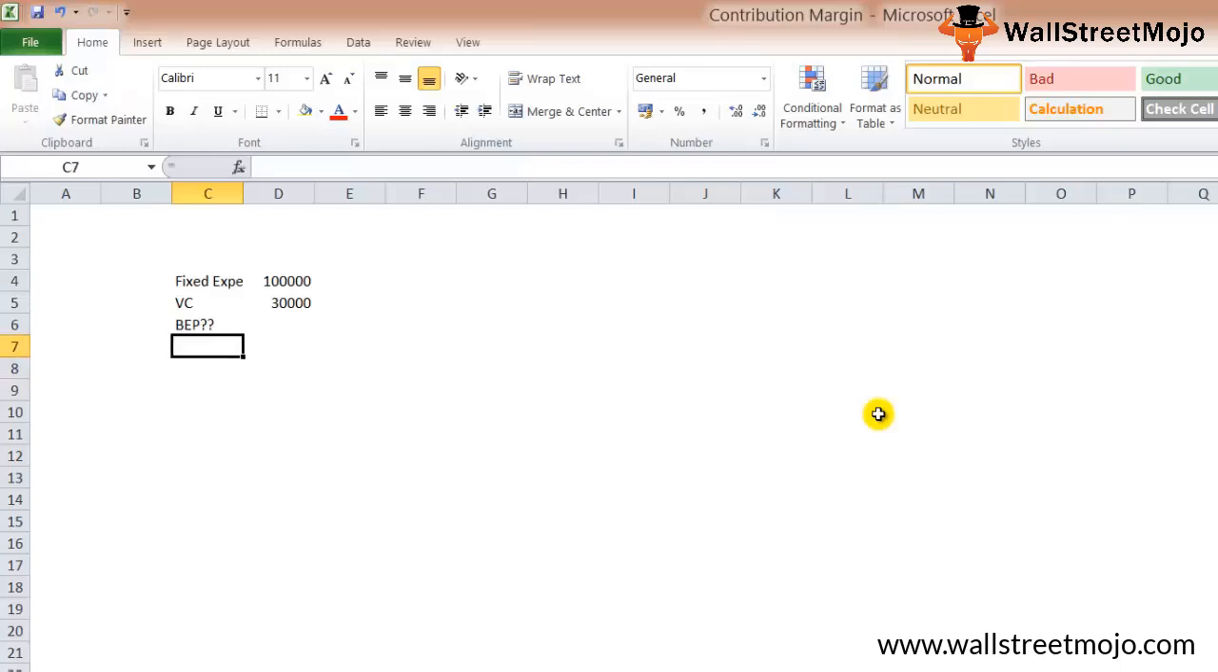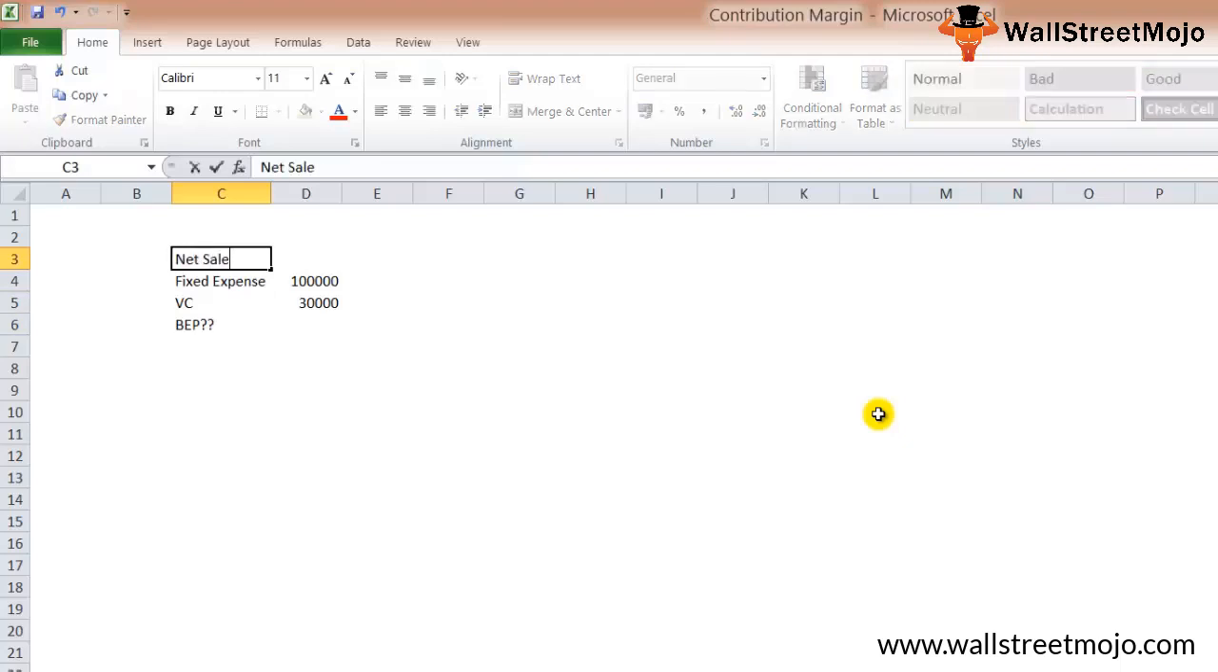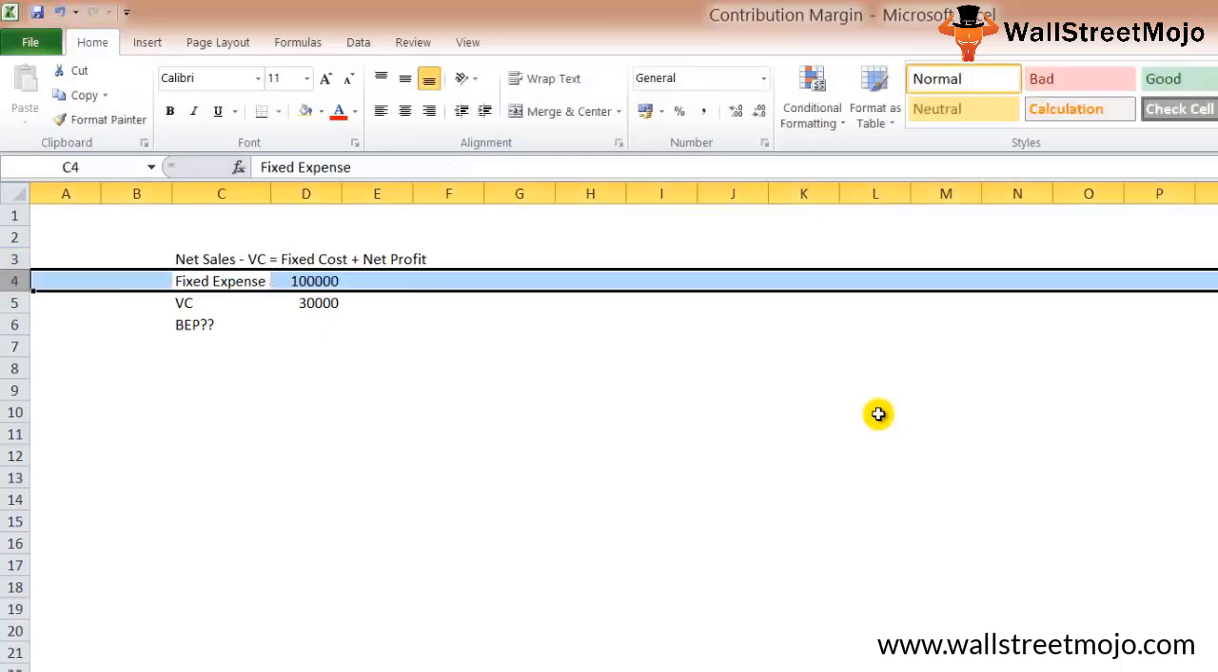The contribution margin is net sales less the variable cost, which we can also calculate as fixed cost plus net profit. So net sales less variable cost is equal to fixed cost plus the net profit. At a break-even point, the key assumption is that there will be no profit or no loss. That is called break-even. So net sales minus variable cost is equal to fixed cost plus net profit, and over here the profit we want is 0. As simple as that.